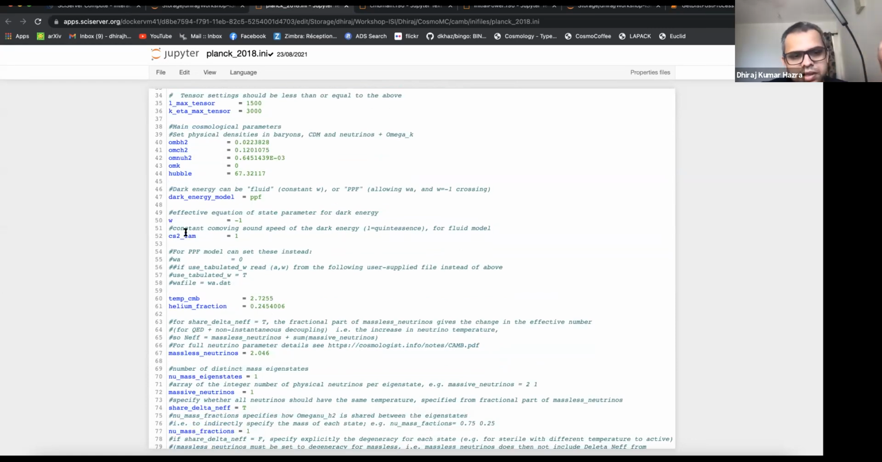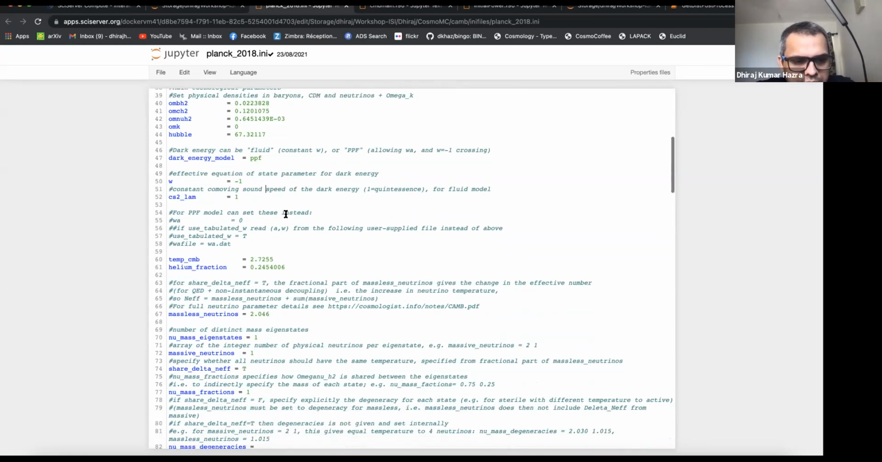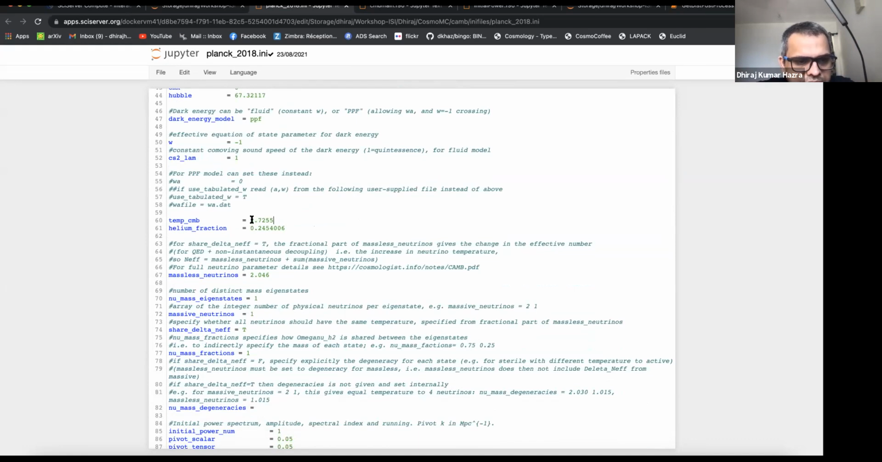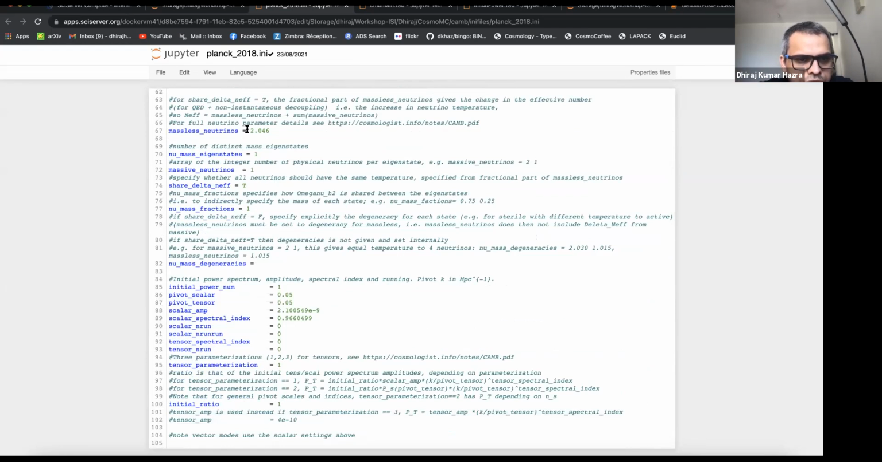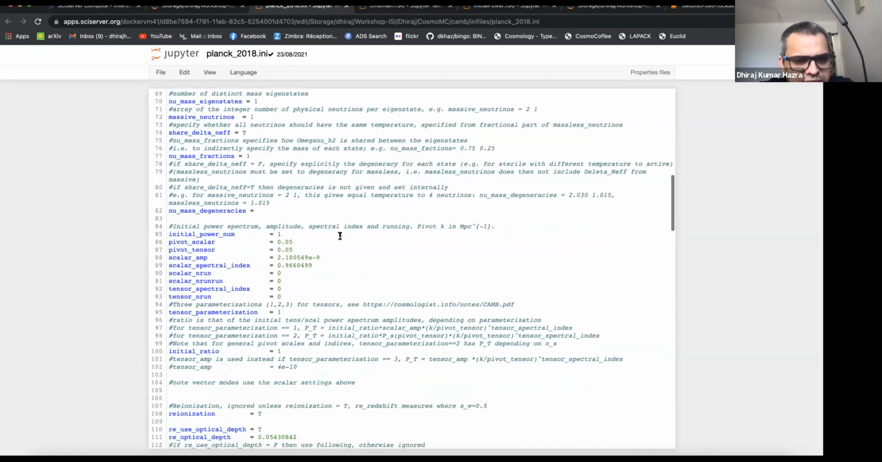We are not using any sound speed of dark energy, I mean, we are not using any sound speed that is different from 1. And temperature CMB is given here, helium fraction, neutrino degeneracy, etc. So we are not going to discuss that.